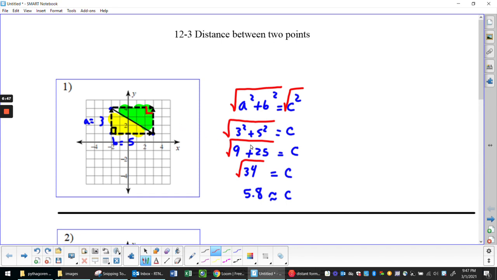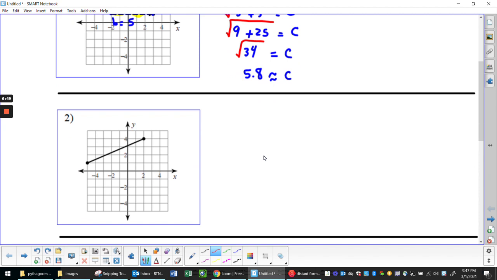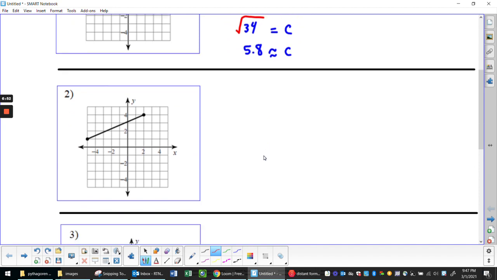Okay, let's do another problem here. Number 2, I'm going to give you guys some time to draw this out. Hopefully you have your graph paper. Your point here is (-5, 1). And this point here is going to be (2, 4). And you want to find the diagonal distance, this distance between these 2 points. Give you guys some time to draw this out.